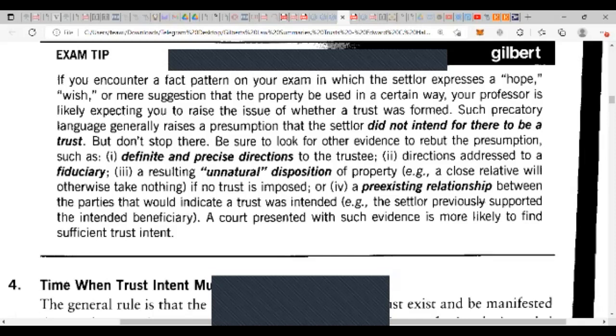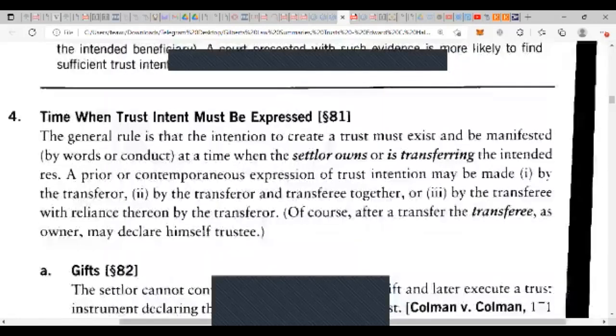But don't stop there. Be sure to look for other evidence to rebut the presumption, such as one, definite and precise directions to the trustee, or two, directions addressed to a fiduciary, or three, a resulting or, quote, unnatural disposition of property, where a close relative will otherwise take nothing if no trust is imposed, or four, a pre-existing relationship between the parties that would indicate a trust was intended, such as the settlor previously supported the intended beneficiary. A court presented with such evidence is more likely to find sufficient trust intent.